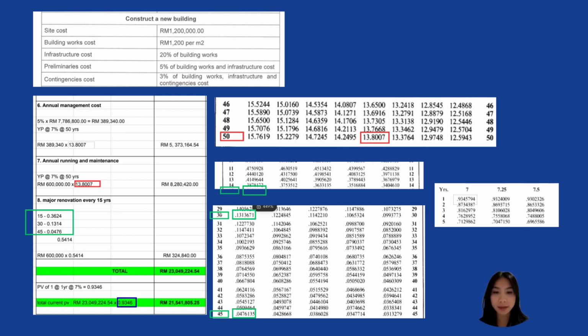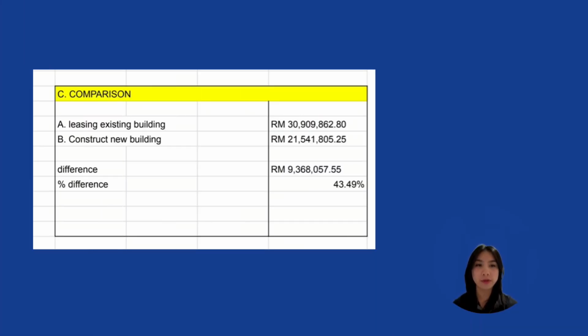RM23,049,224.54. Since construction finished after 1 year, we discount this amount back to today's value using the present value factor of 0.9346. Therefore, RM23,049,224.54 times 0.9346 equals RM21,541,805.25. Finally, I compare both alternatives.